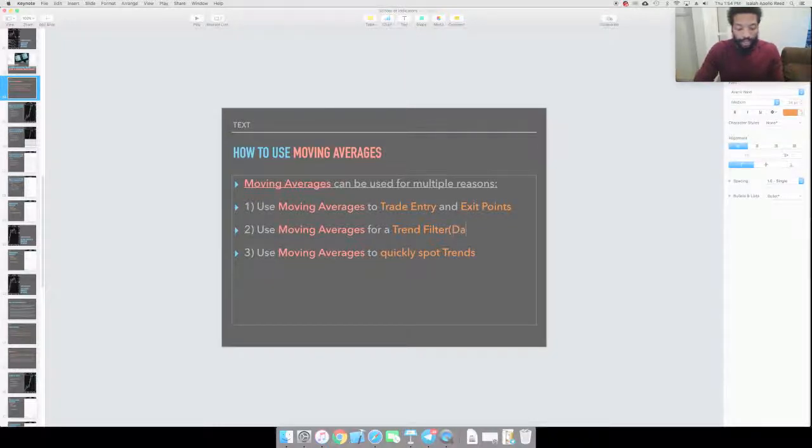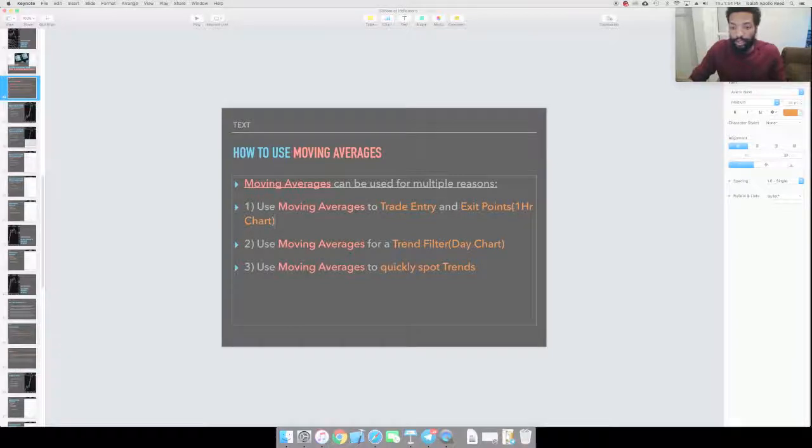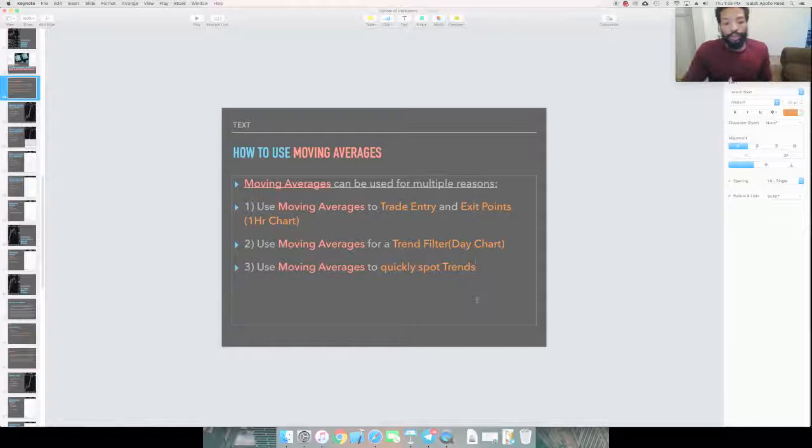I just want to make sure you guys got this locked in. 1 hour chart. And you can use these moving averages to quickly spot the trends based off where the candlesticks are closed. If the candlesticks are above the 10 moving average, then it's an upwards trend. If it's below the 10 moving average, then it's a bearish trend, a downwards trend.